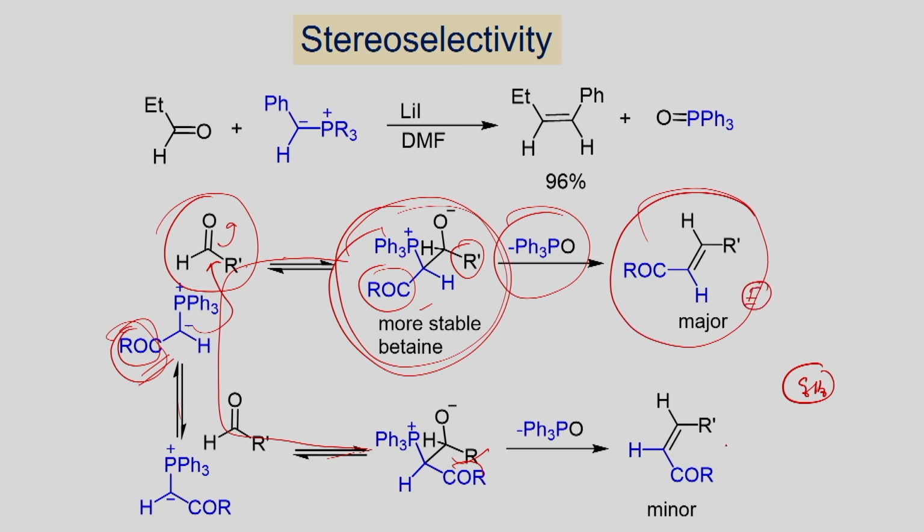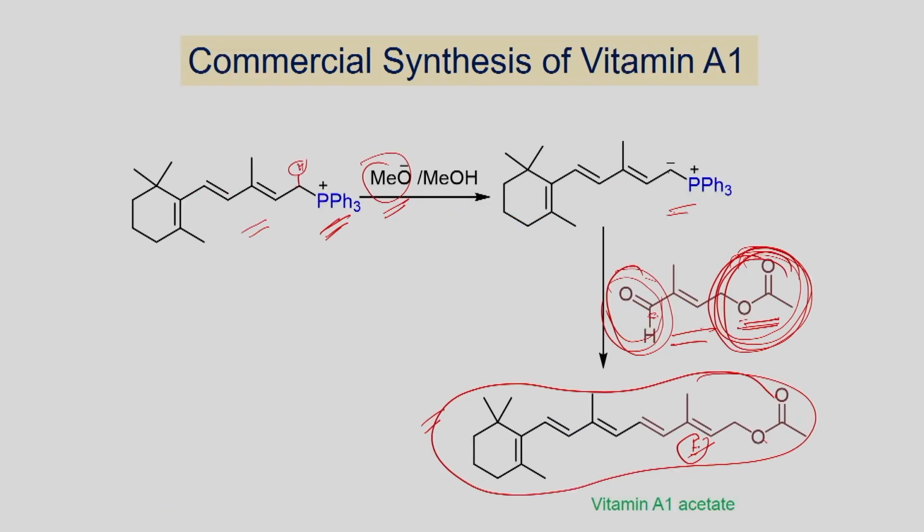And this is the minor product. So if you have the stabilized ylide, when you react with, for example, an aldehyde, mainly you get this trans alkene as the major product when you carry out the reaction in a nonpolar solvent like benzene. This is just what we have seen in the previous slide. If you look at it, here you get the trans alkene.